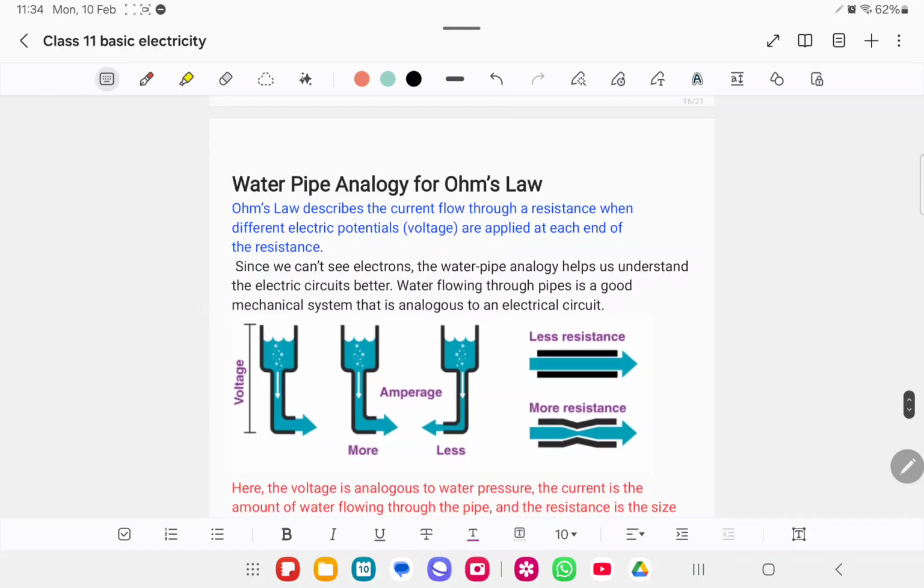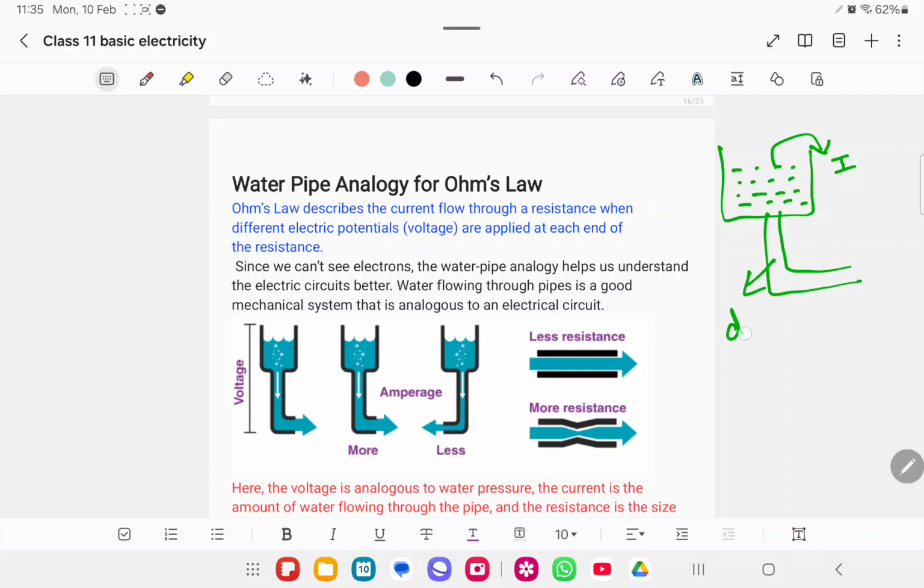Next we are analyzing Ohm's law in a water pipe analogy. Imagine, like a small story, I will tell you. Take a water tank, filled with water. Imagine this flow of water is nothing but current, and there is a pipe I have attached where the water can flow, so where the water can drive. This drive, imagine it as a voltage.